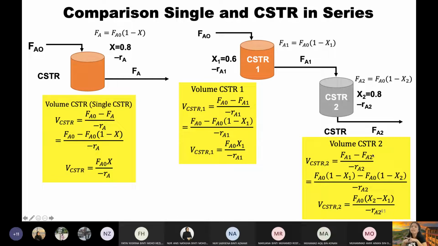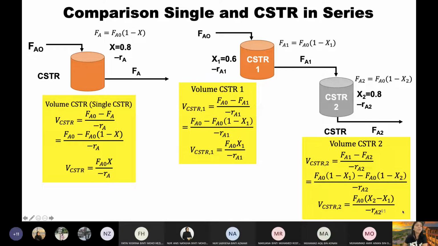However, this equation again doesn't have X. Kita mesti dalam equation tu dalam bentuk X perkiraan dia. So, kita dah tahu FA1 sama dengan FA0 in bracket 1 minus X1. For the second reactor, FA2 sama dengan FA0 in bracket 1 minus X2. So, I replace my FA1 with FA0 1 minus X1, FA2 with FA0 1 minus X2. So both kamu kena ganti dengan equation conversion. That's why I taught you about the conversion punya formula. Sebab you have to understand the conversion formula, then only we can derive the design equation for CSTR.